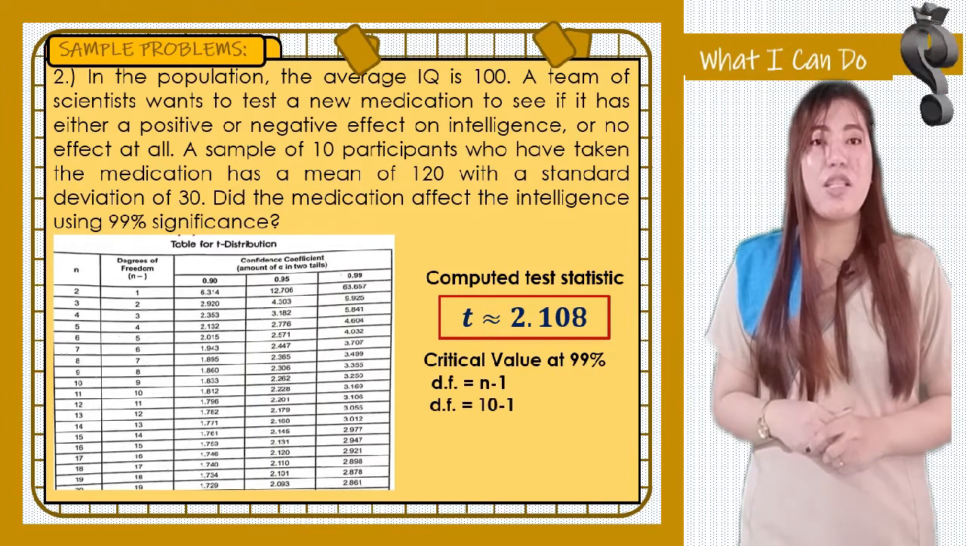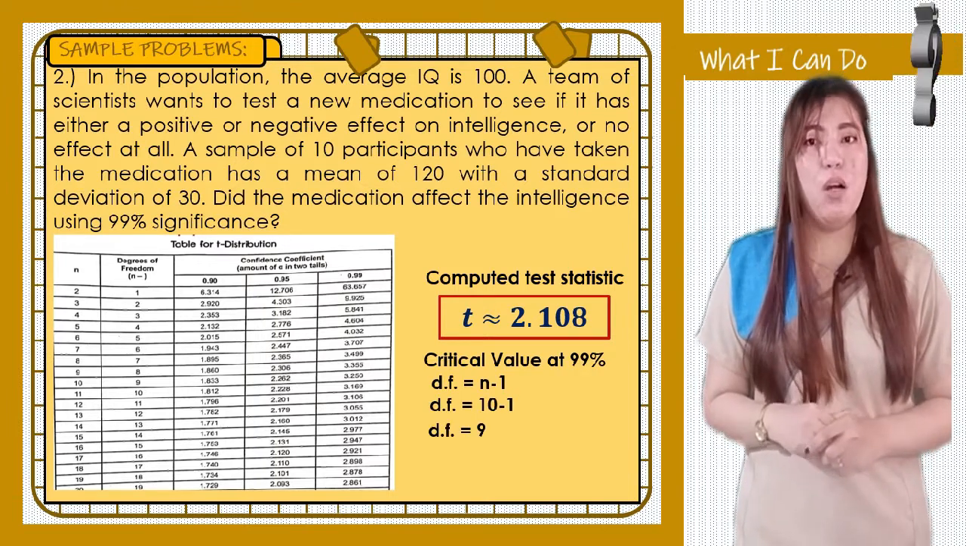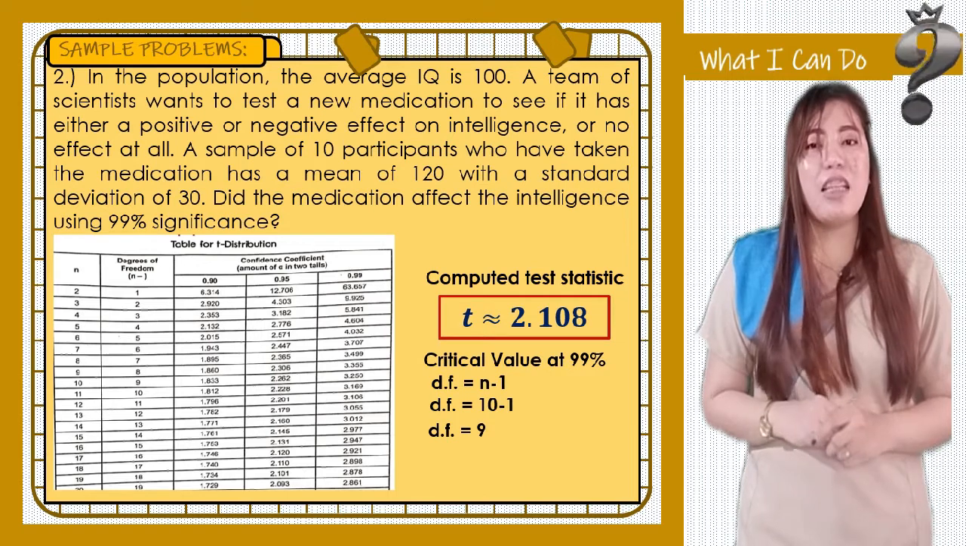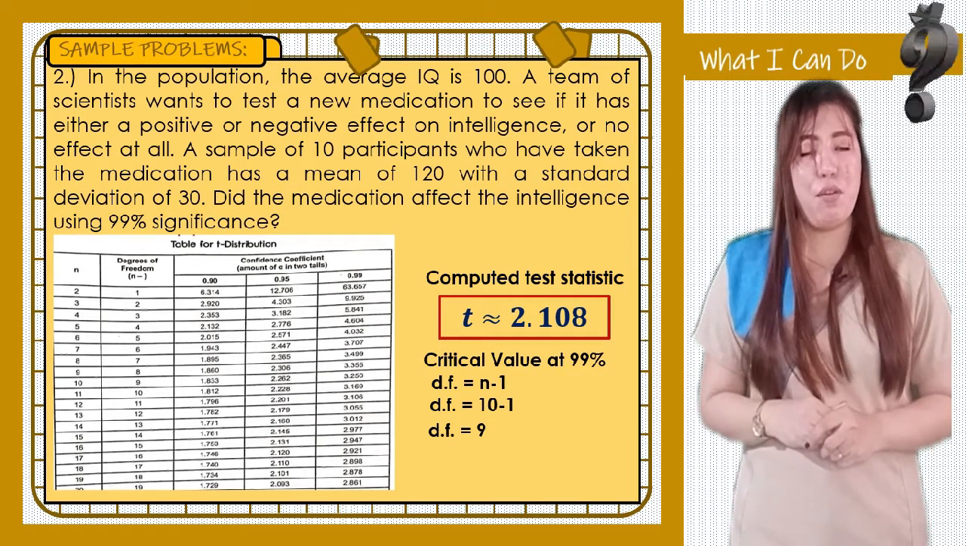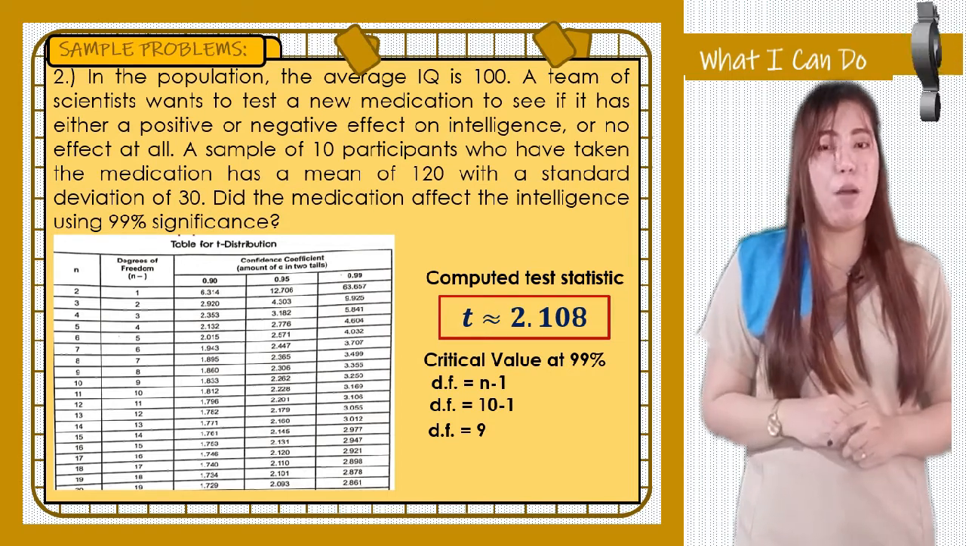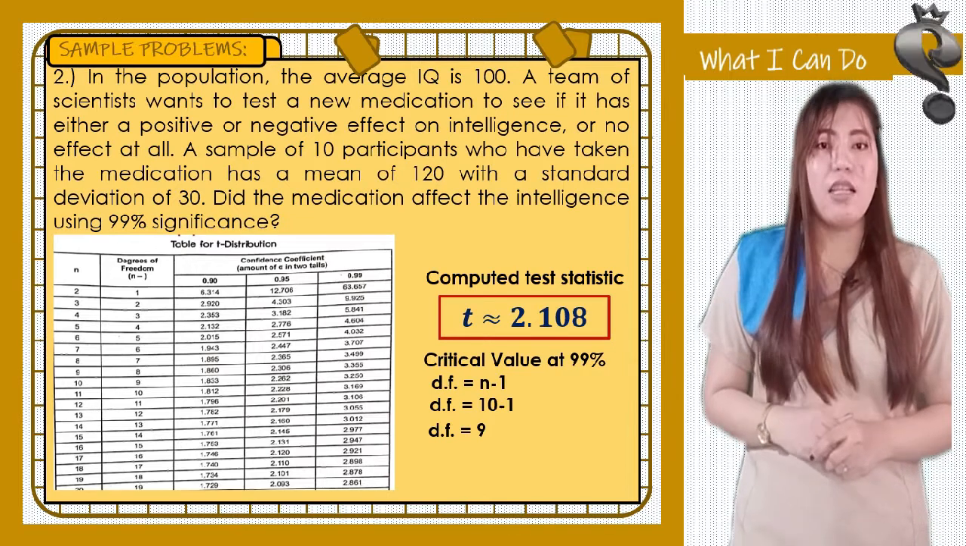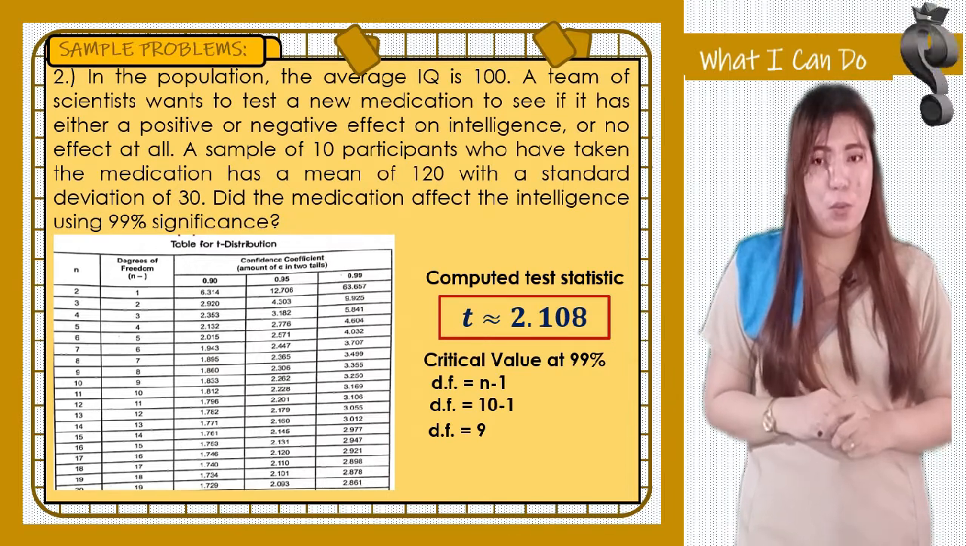Correct. The degrees of freedom is equal to 9. At 99% confidence interval with two-tailed type of test, what is the t-critical value?